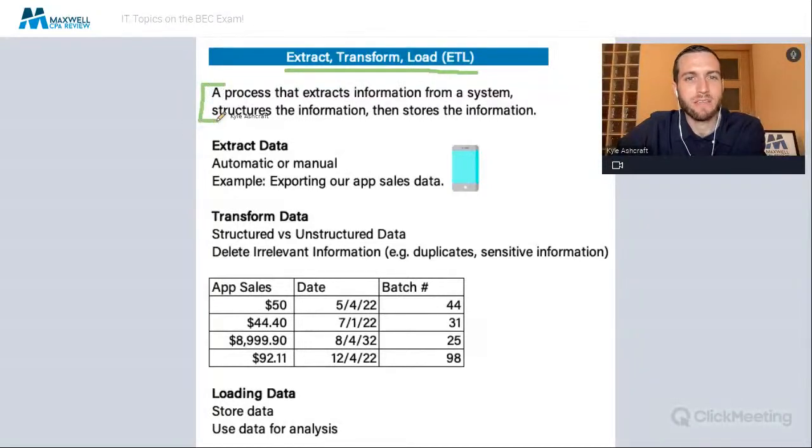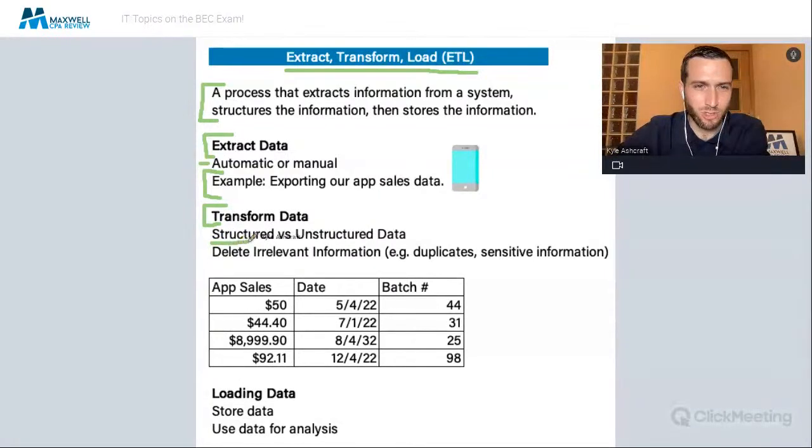So it's a process that extracts information from a system, structures the information, then stores the information. Let's first talk about the extract part. When we extract data from a system, we can either do it automatically or manually. If you're trying to run some reports, you could do it either way. Doesn't matter how we do it. Let's imagine that we are selling an app and we're trying to export our sales data. We could either type it in manually or do it automatically. The next part is how we're going to transform that data. Because right now, maybe we just have a large spreadsheet with all this information, and some of it's relevant, some of it's not relevant. So this is where we want to transform the data.